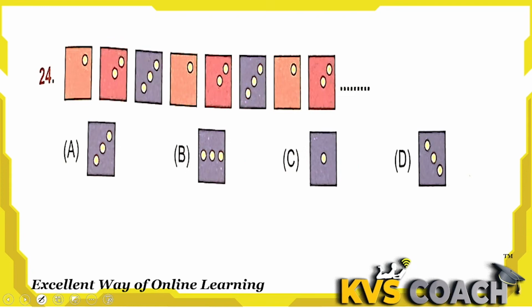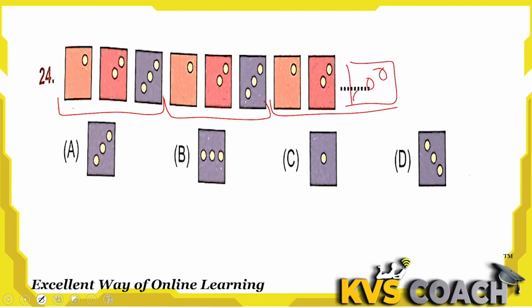Next is, in square 1 circle, in square 2 circle, in square 3 circle. So the pattern is here. Again in square 1 circle, in square 2 circle, in square 3 circle, the second group. Here again 1 circle, 2 circle, then third will be 3 circle, 1, 2 and 3.